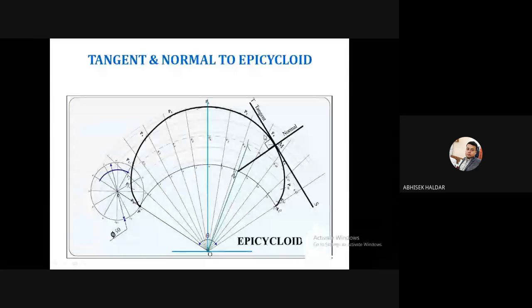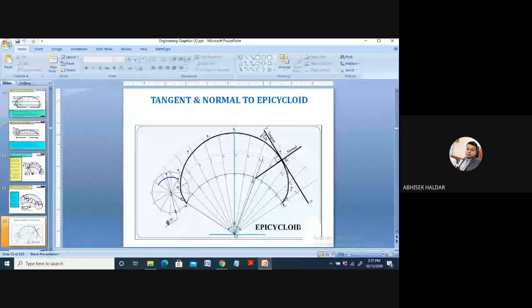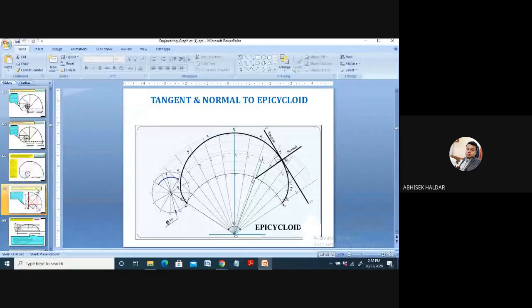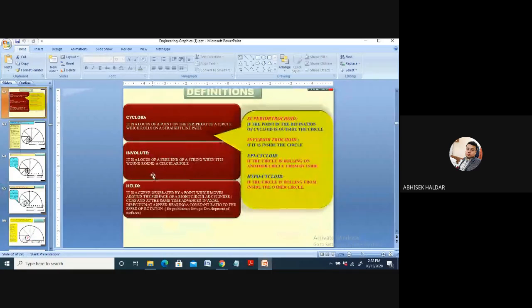So now we will move to the last part of assignment number 1, that is the involute, the last curve that we have to discuss. What is the definition of involute? It is again a curve like the cycloid, epicycloid and hypocycloid that we have discussed, but here the scenario is a bit different. You can see the definition: it is a locus of a free end of a string when it is wound around a circular pole.